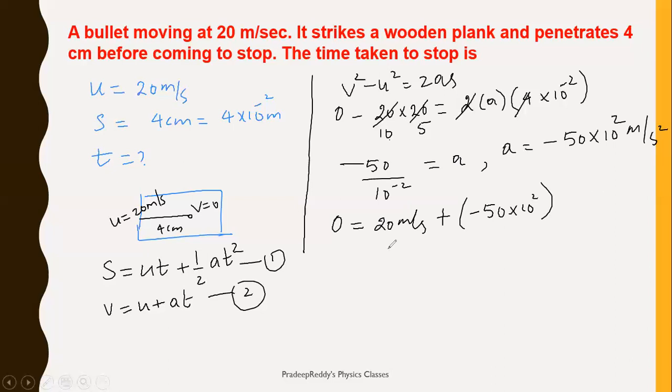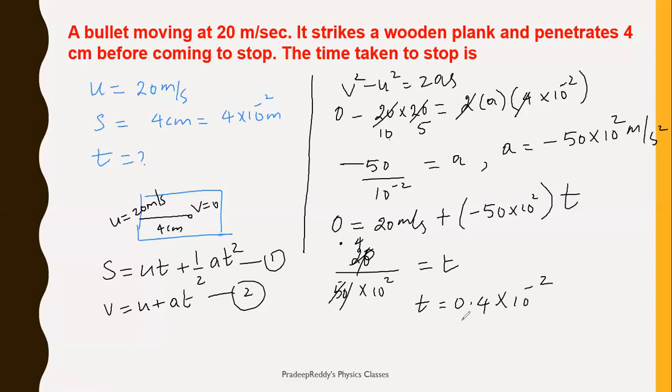You should calculate. This is 20 divided by 50 into 10 power 2 is equal to t. Now the zeros get cancelled. The time taken t will be equal to 0.4. T is equal to 0.4 into 10 power minus 2 second. This is the final value for time taken.